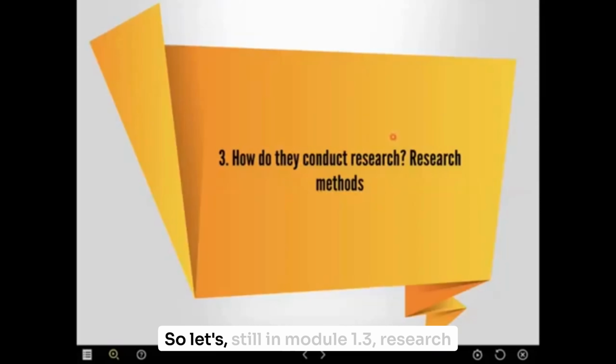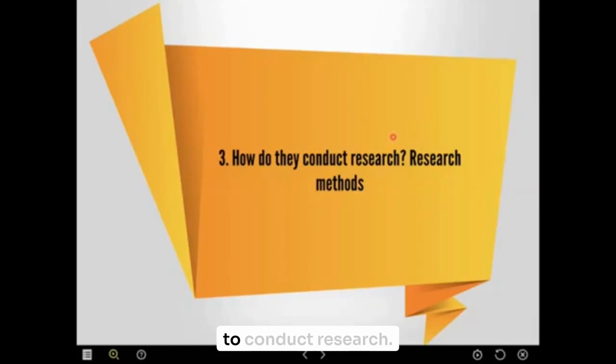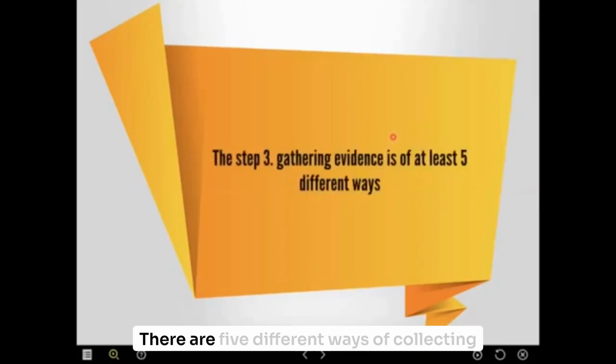Hi. So let's still in module 1.3 research methods, and we're talking about the third and the last question in this topic, which is how do researchers conduct research? In fact, the methodology the researchers use to conduct research. Now, there are at least five different ways of collecting data.